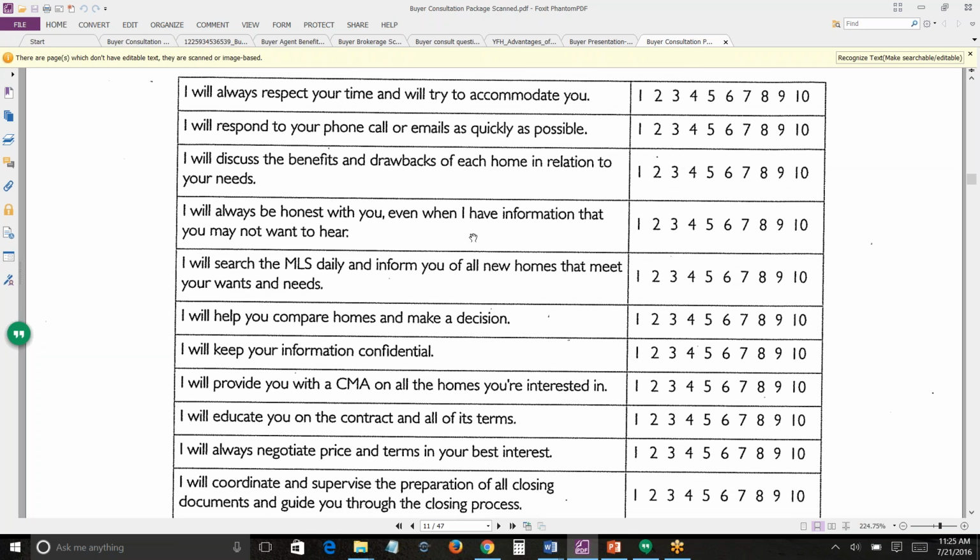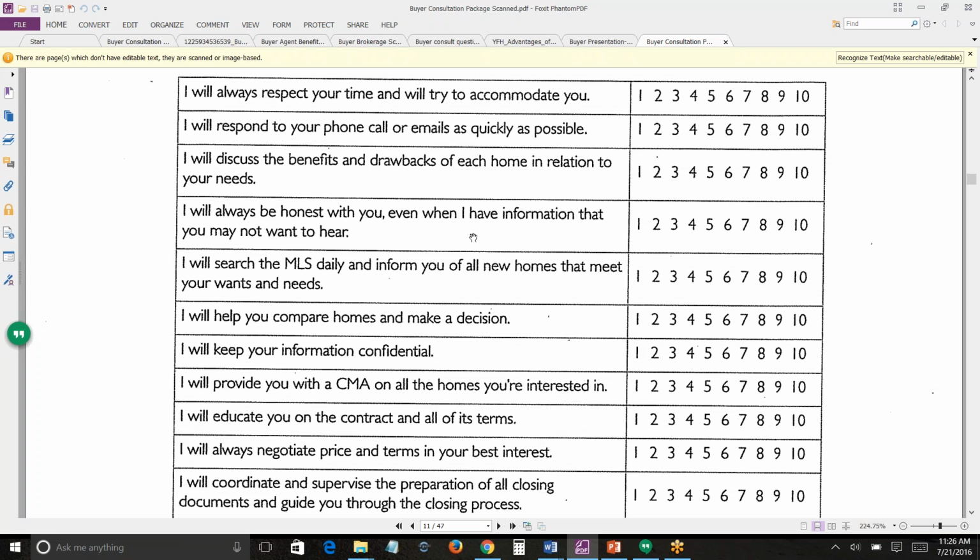Some of the things, I will provide you with a CMA on all the homes you're interested in. You see that? Right? You've heard me talk about that. Before you show homes, you ought to be able to do research. Now, how many buyers can you effectively work with using the system that I've been describing at any one time?